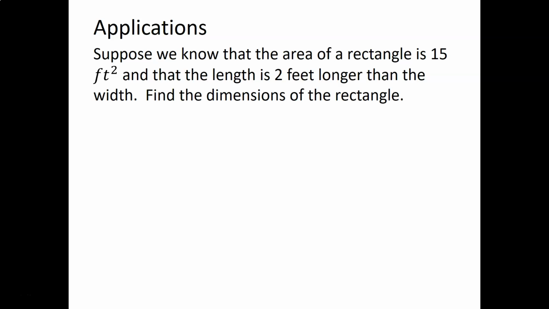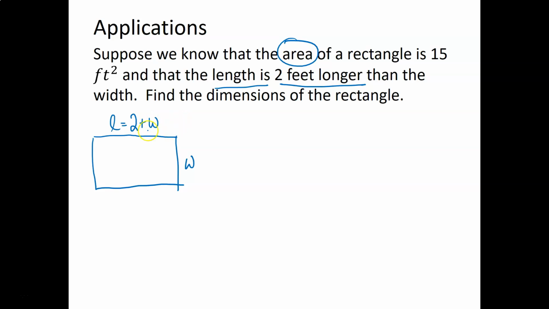Let's talk about a couple of applications here. Suppose we know that the area of a rectangle is 15 feet squared and that the length is 2 feet longer than the width. So let's start by drawing our rectangle. We're used to doing this type of problem with perimeter, but this time I want to do area, which means I'm going to be multiplying. I have a length and a width on my rectangle. This means the length is equal to 2 feet longer than the width, which means I need to take the width and add 2. I can now replace L with 2 plus W.